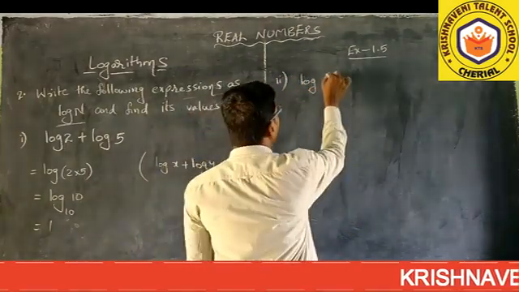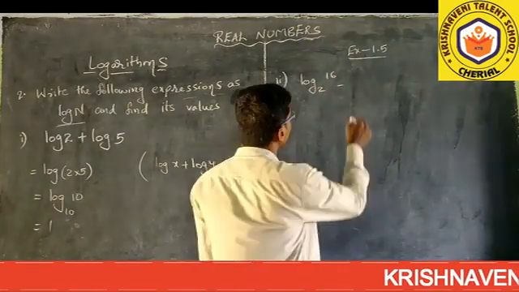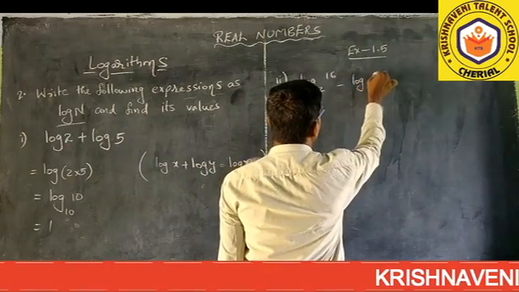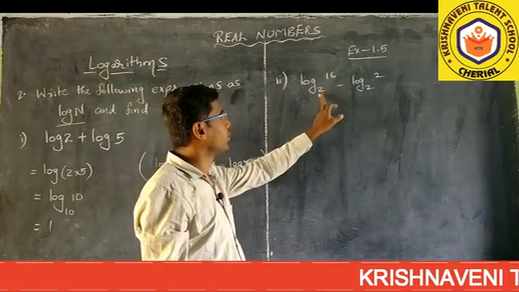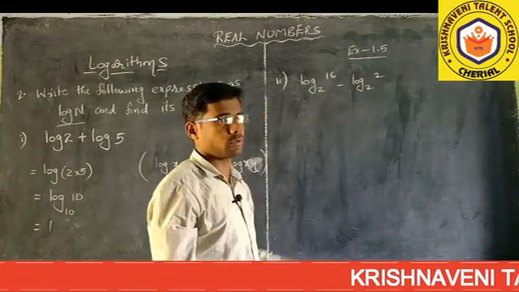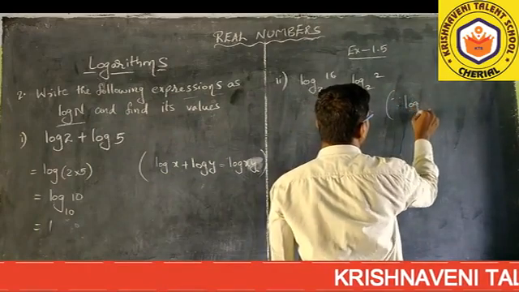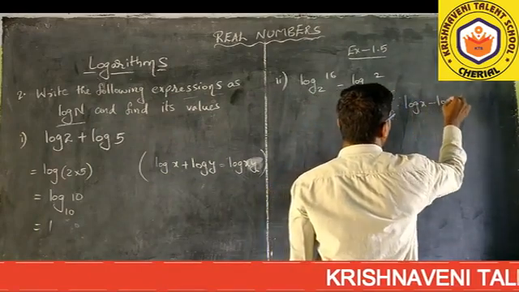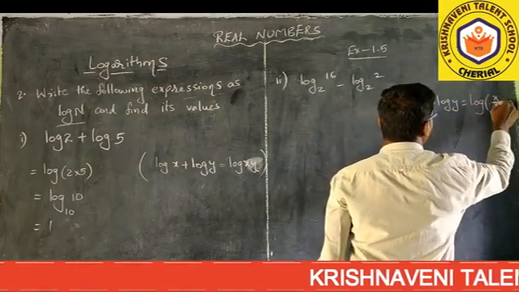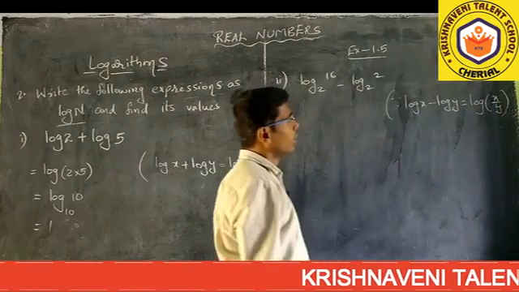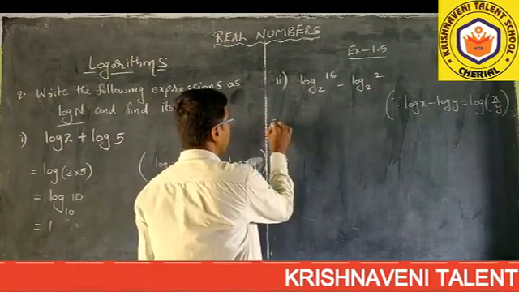The given problem is log 16 to the base 2 minus log 2 to the base 2. Already you know that log x minus log y, you can write it as log x by y.